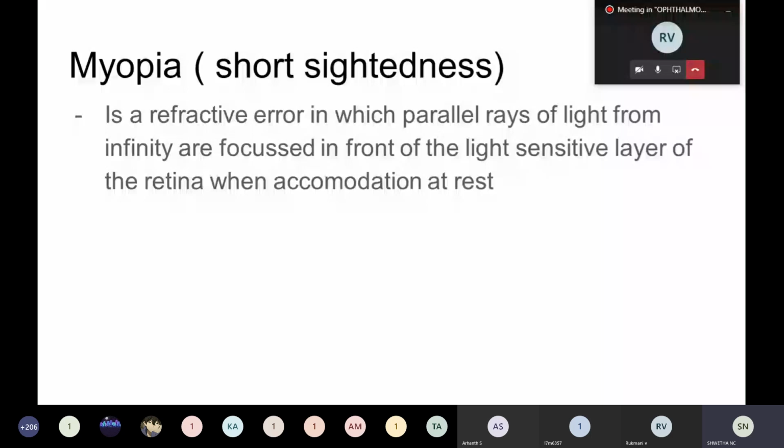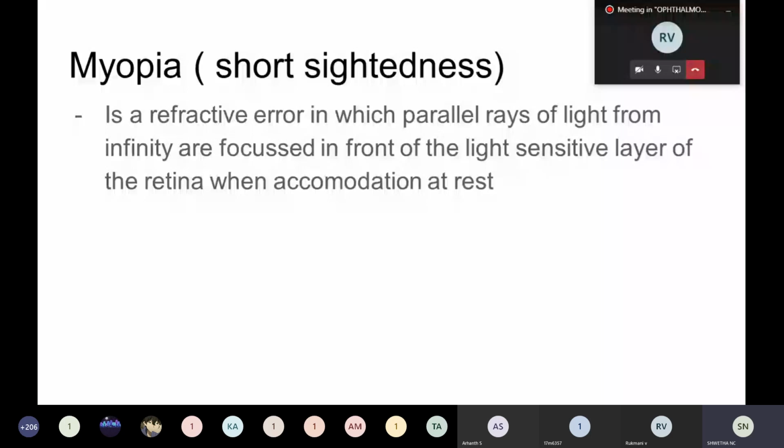So first of all, it is a refractive error in which the parallel rays of light from infinity, because we don't know where the rays are coming from, so we call it infinity, are focused in front of the light sensitive layer of the retina when accommodation is at rest. So many times it will be asked for the definition, so you have to tell the complete definition.